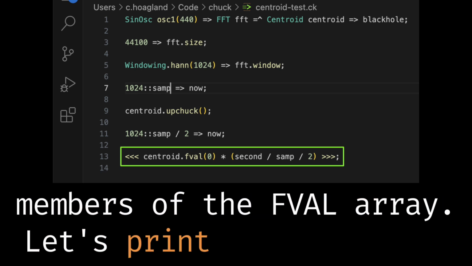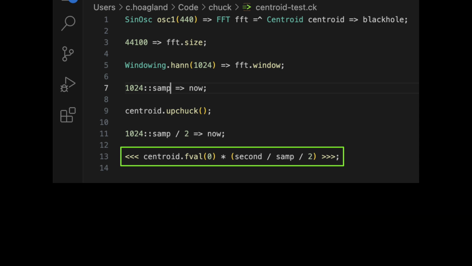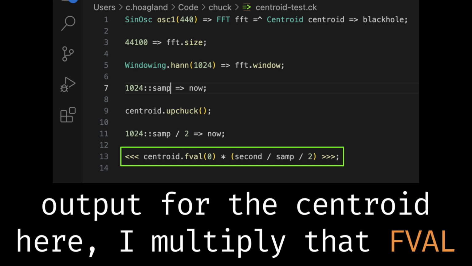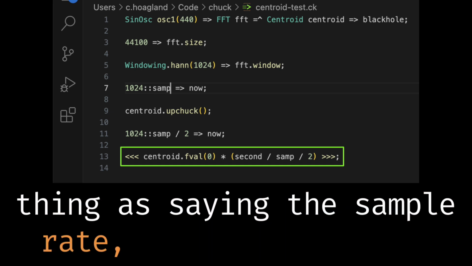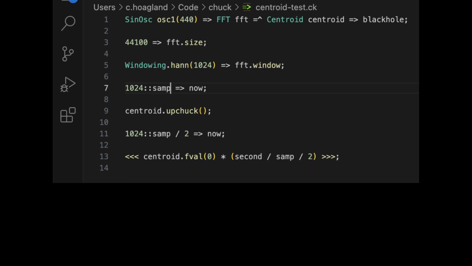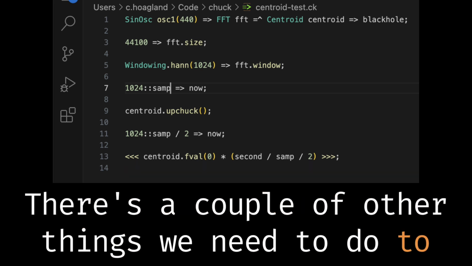Let's print fval0 to the console. Now, I had to do some massaging of this script in order for this to give us results that make sense, which I did by stealing stuff from some examples in the examples directory. In order to get what seems like the understandable output for the centroid here, I multiply that fval by a second divided by a sample, which is the same thing as saying the sample rate, and then dividing that by 2.